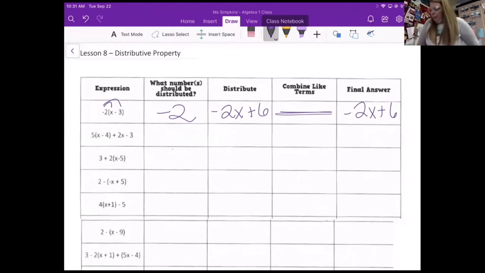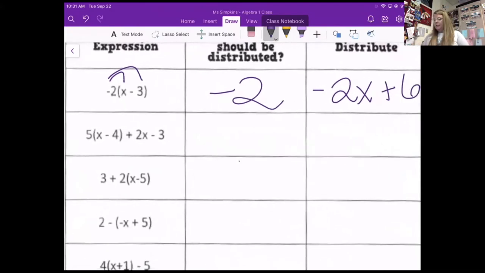Okay, let's look at the next problem. So 5 times x minus 4 plus 2x minus 3. So what number are we distributing? Gavin, what number are we distributing in that second one? 5, I agree. Now here's the mistake some people make. We are only taking that 5 and distributing it to the x and the -4. We are not allowed to take that 5 and bring it all the way over to the 2x, or take that 5 and bring it all the way over to the 3.